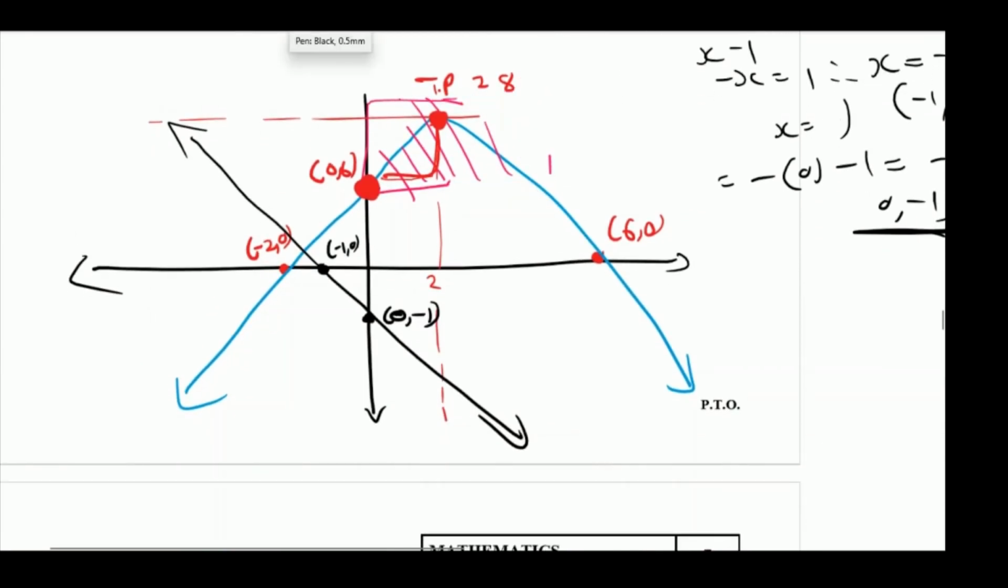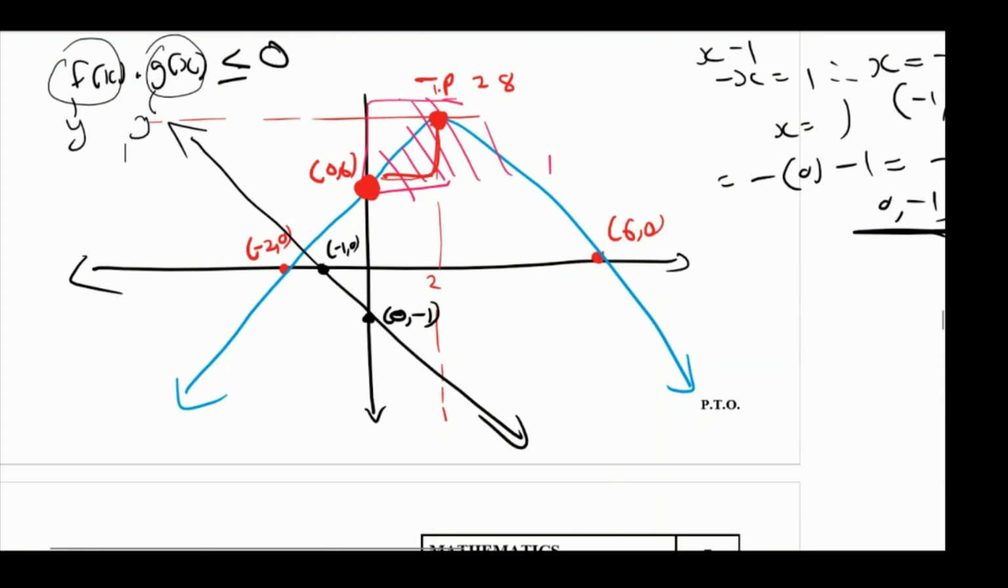So this is what's happening. When f of x multiplied by g of x gives a solution that is less than or equal to 0, it means when the y value of f multiplies the y value of g, it must give you a negative solution or 0. That's what this means. So you're going to look at where the graphs multiply, or where the signs are.